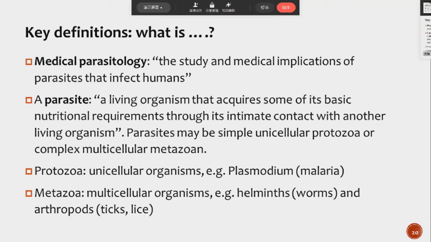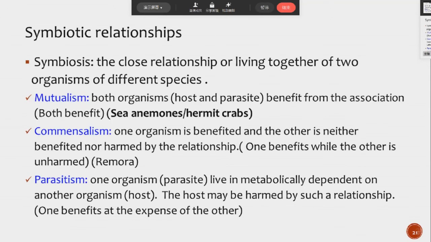So the parasite is a live animal, and it acquires some of its basic nutrient requirements through intimate contact with another living organism. So one living organism lives on another one, and it benefits, while the other one is harmed. These types of live animals we call parasites. The unicellular ones we call protozoa. The multicellular ones are helminths and arthropods. That is for the parasite.